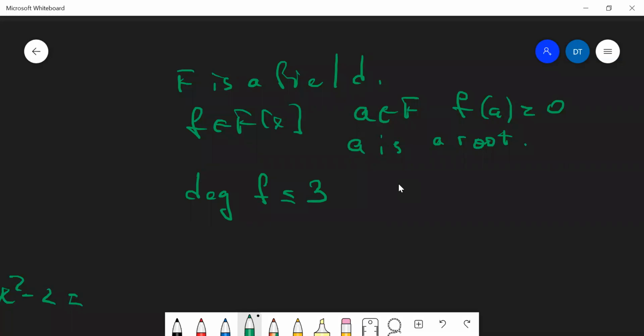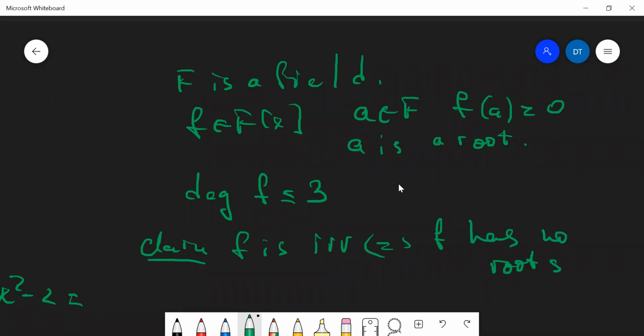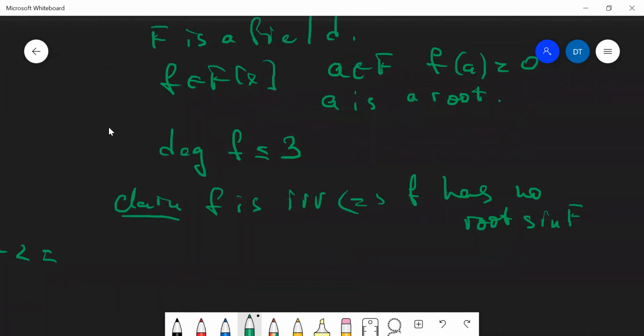Then the claim is f is irreducible if and only if f has no roots in F. So yeah, irreducible in F of x. It's important to specify where it's irreducible, because a polynomial may be irreducible as a polynomial with real coefficients, but it becomes reducible as a polynomial with complex coefficients. So it's important to specify the field here in the claim.